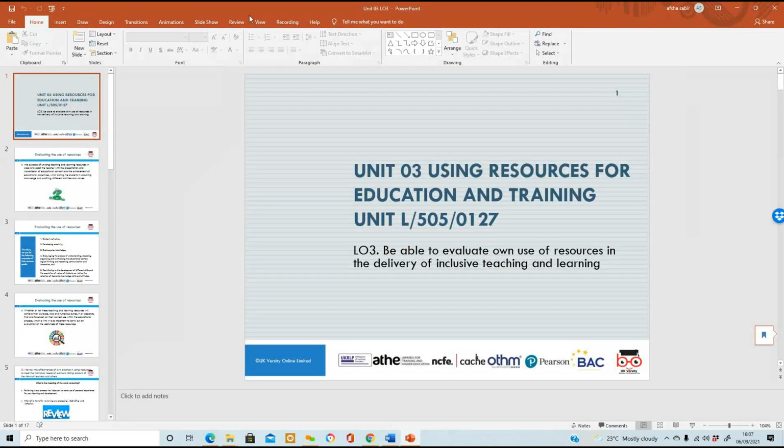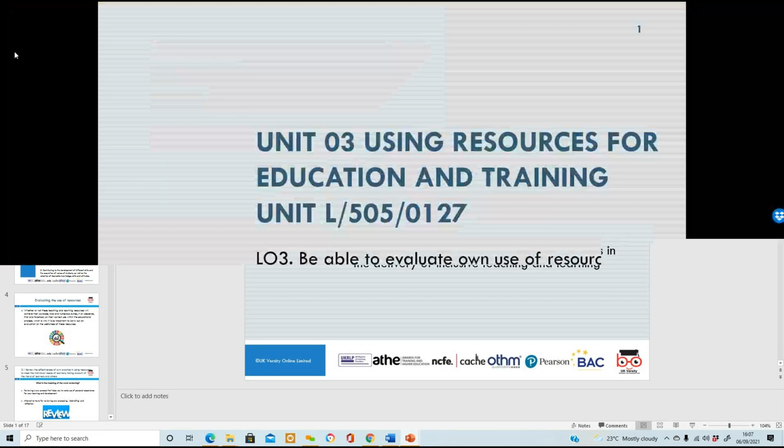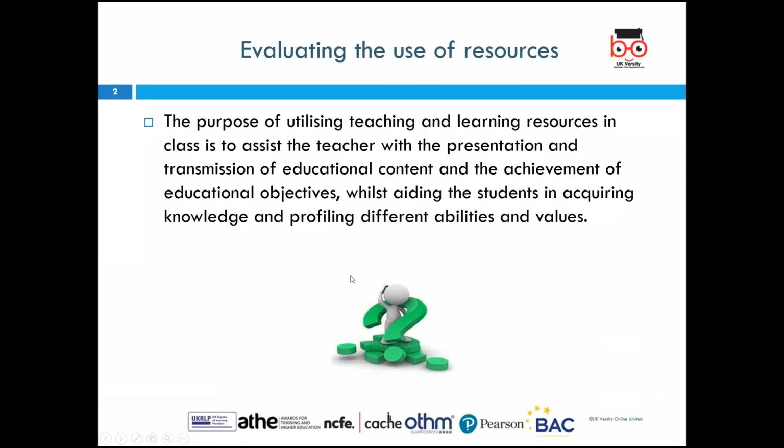So it's over here and there. So we're just going to talk about evaluating the use of resources as well. So you know what resources are. This is the different items that you use on a daily basis. So when you're using resources in teaching and learning, these items are actually there to assist you with your lessons, with your presentation, with you actually physically passing out your educational content. So whatever your objectives are, these resources are there to aid you in actually helping to pass on the information.